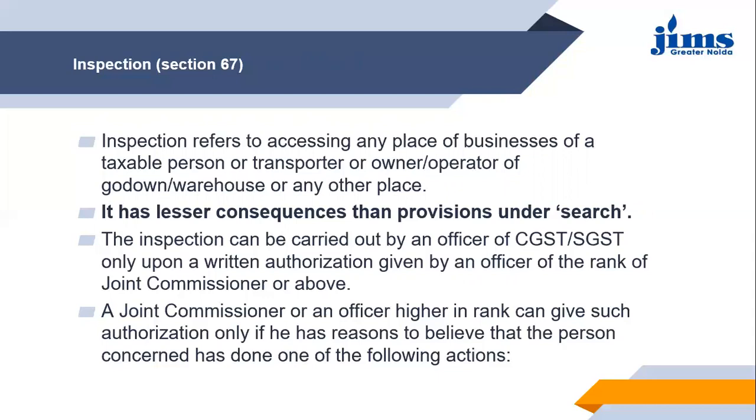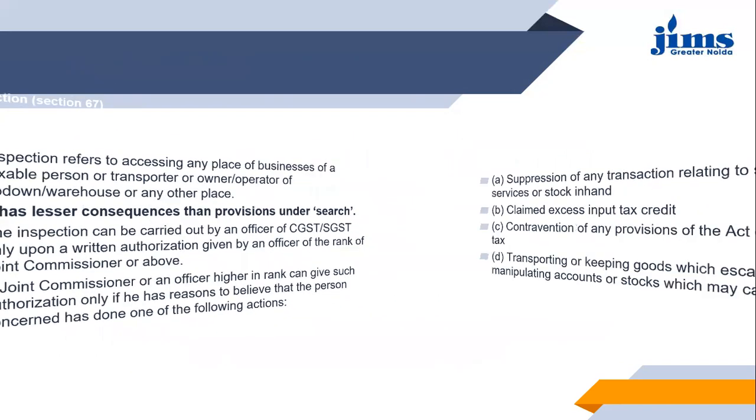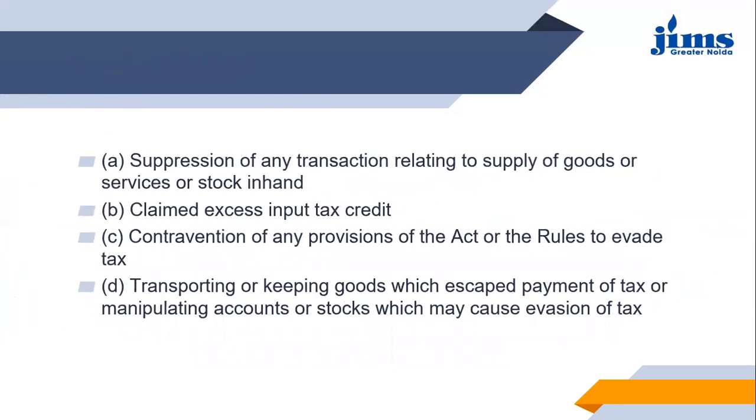Nobody less than this rank can authorize the proper officer to go for the inspection. So a joint commissioner or an officer higher in rank can give such authorization only if he has reasons to believe that the person concerned has done one of the following actions. Let's take up the following actions. Under what circumstances can the inspection order be issued?